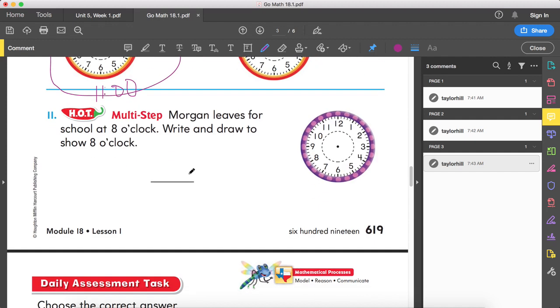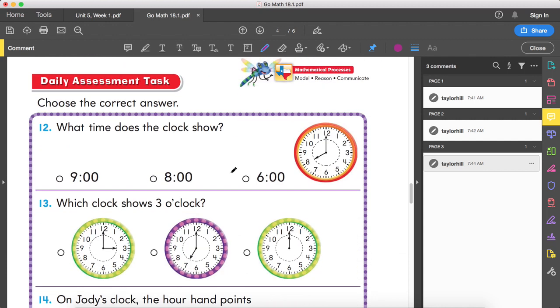Okay, Morgan leaves for school at 8 o'clock. Write and draw to show 8 o'clock. So you need to draw the hour hand, which is the shorter one, pointing to the 8, and the minute hand pointing to the 12. So it would be 8 o'clock. All right. What time does the clock show?